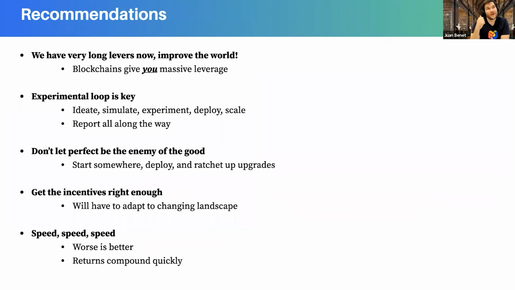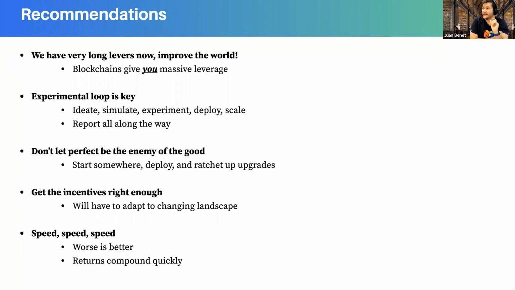So we have really long levers now. So you can really move the world at a massive scale. Blockchains give you specifically, not just all of humanity, but you specifically, massive leverage. Just think of Satoshi deploying just the block reward impact evaluator. You have that kind of power now. And so it's really useful, use it to improve the world.